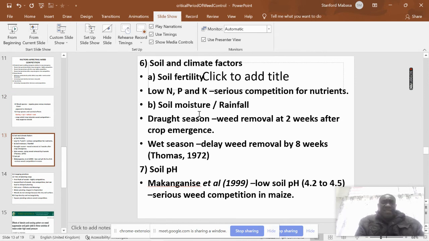Number 6, soil and climate factors. Now, soil fertility can alter the direction of wheat competition. For example, low nitrogen, phosphorus, and potassium can trigger serious competition for nutrients.